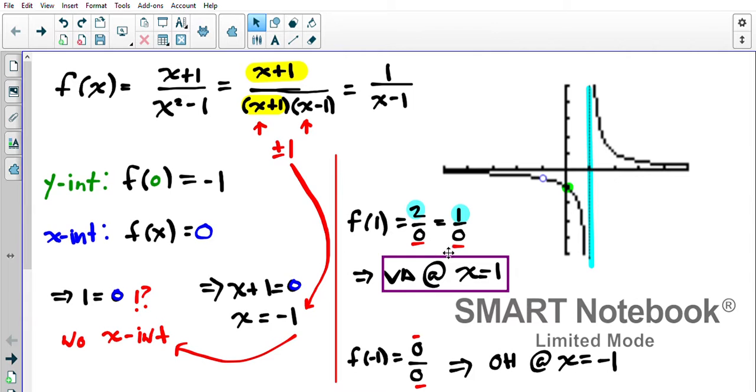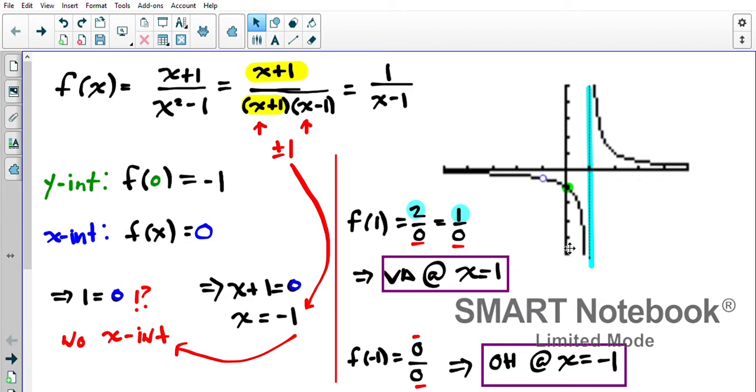Okay, and that also is ready to box up and say, okay, we found our vertical asymptote, we found our open hole. Again, notice that you don't even have to show this part. All you have to do is look up here and go, oh, -1, 0 over 0, open hole, +1, number over 0, vertical asymptote. Done. Okay, non-zero over 0, I should say.